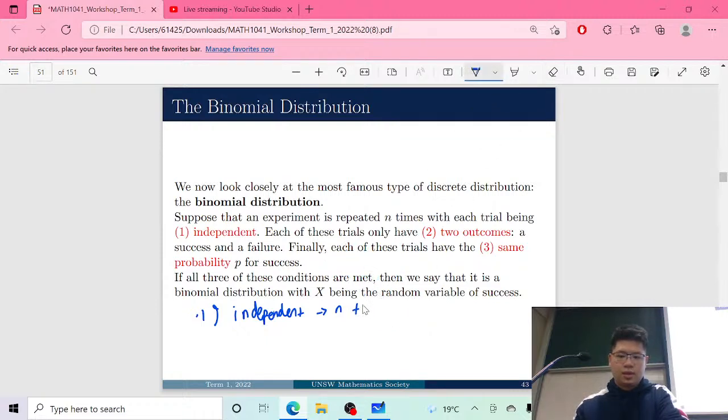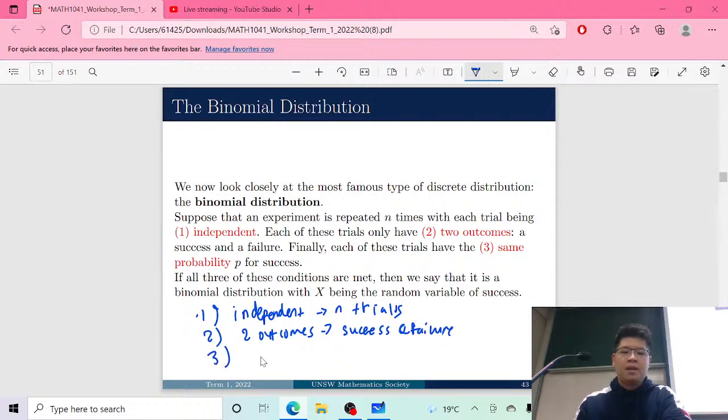Okay, n trials right here, so independent trials. The second condition for x to follow a binomial distribution is that each trial can only have two outcomes, which are success and failure. And the last condition for it to be a binomial distribution is that each of these trials has the same probability p of success.